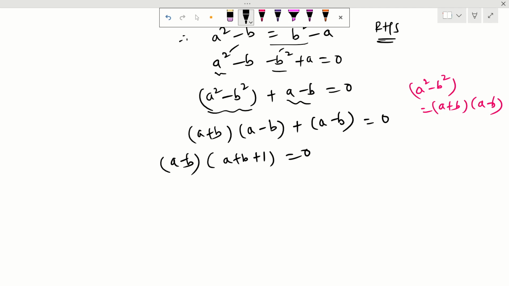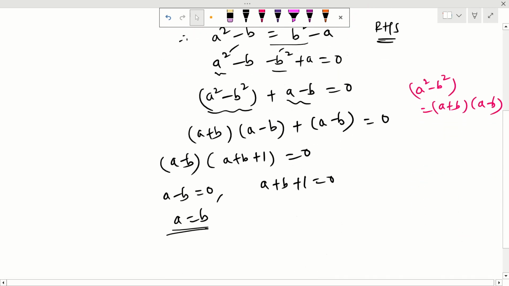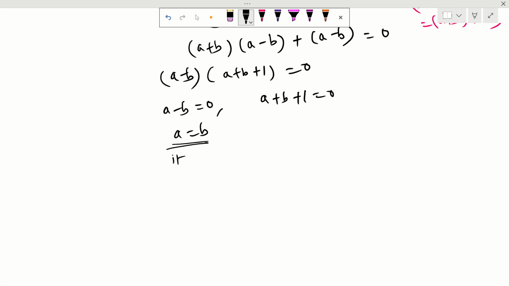Is equal to 0. Now we can write A minus B is equal to 0, and A plus B plus 1 is equal to 0. Two terms we can write. Here A is equal to B we cannot write, because it is given in the condition that A is not equal to B, so it is not possible from the given condition in the problem. So now we can write A plus B is equal to minus 1.